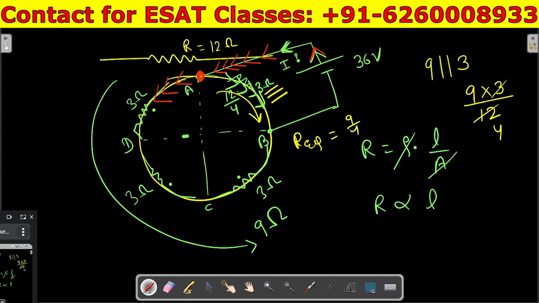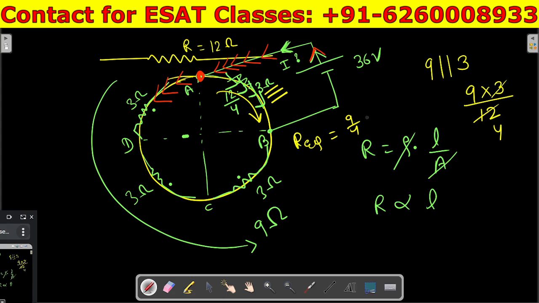You know, the total resistance of the circuit gets changed. It depends on at which point you are applying your source. It doesn't mean that if your 12 ohm is converted into a circle, your R equivalent will be 9 by 4 always. It depends at which terminal you are applying your source. I will discuss that also.